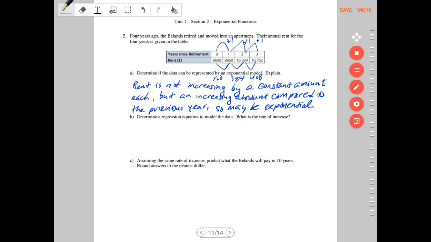Okay, determine a regression equation to model the data. What is the rate of increase? So again, you want to type your years since retirement because time is always independent, okay? And your rent depends on how many years have gone by. So that's your L2, or again, if you have an Inspire, okay, then years goes in column A and rent goes in column B. And you're looking for an exponential regression equation. It'll come in the form of y equals a times b to the x. So please press pause until you have your regression equation.